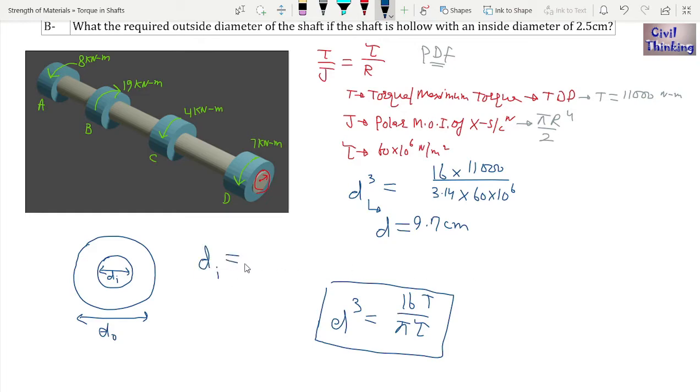Now di is equal to 2.5 centimeter, which is equal to 0.025 meters.